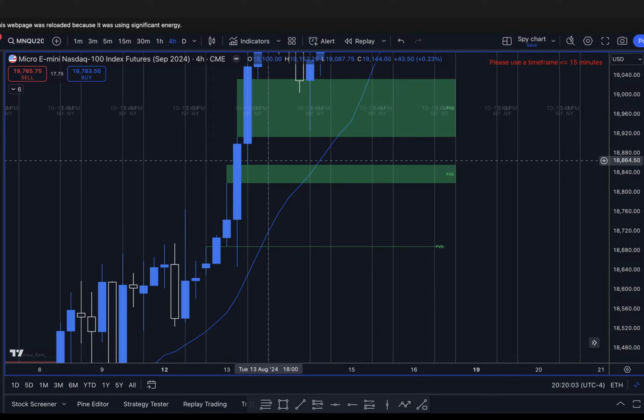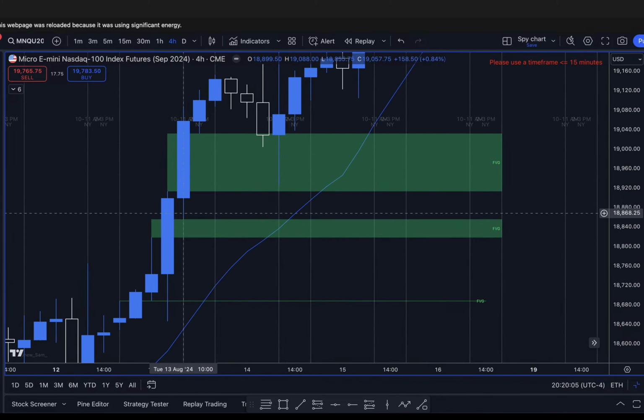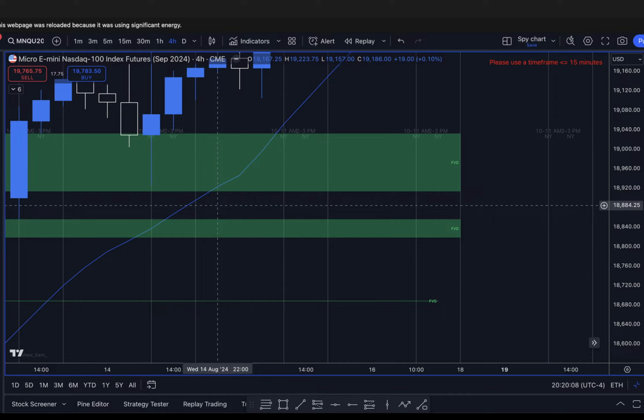So you're really just trying to catch the PO3 of these candles. You're trying to get in when the candle's down here, and you're trying to catch it to the upside. That's really all you're trying to do.